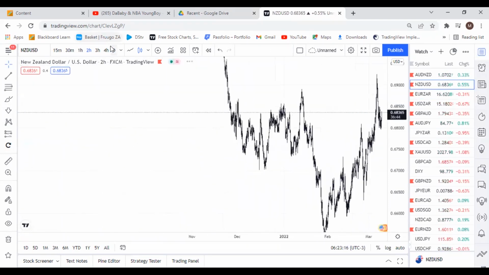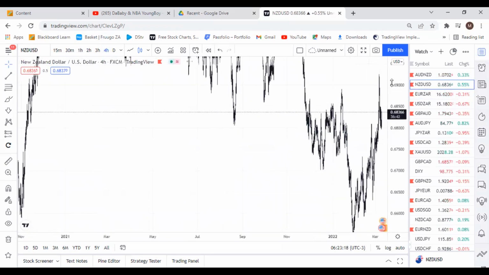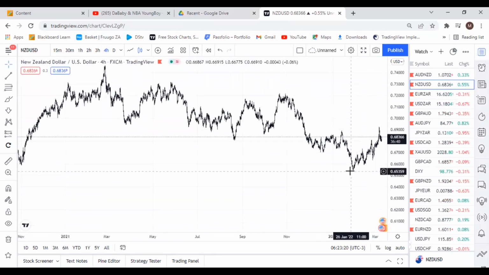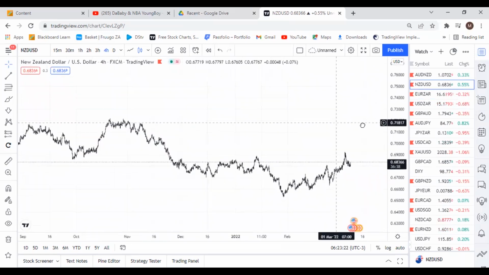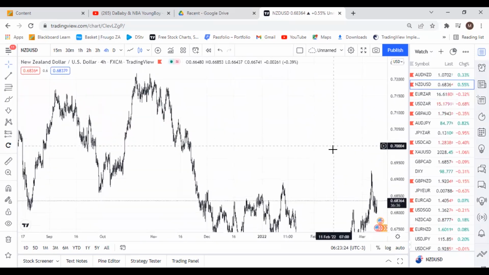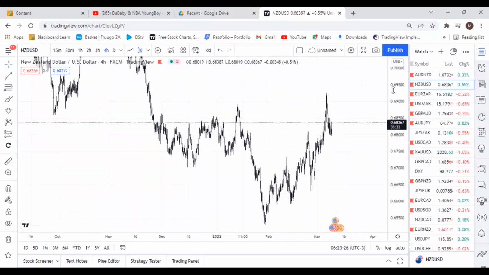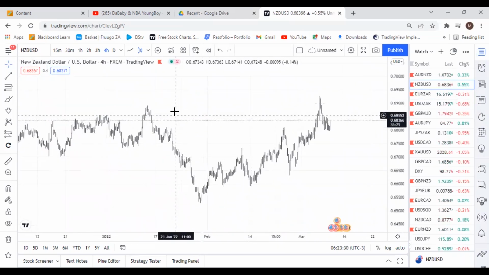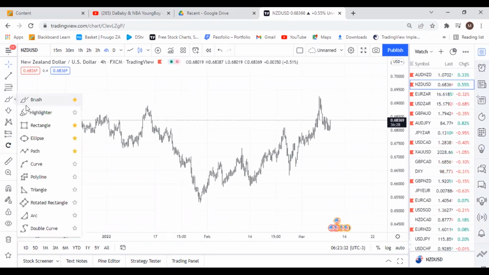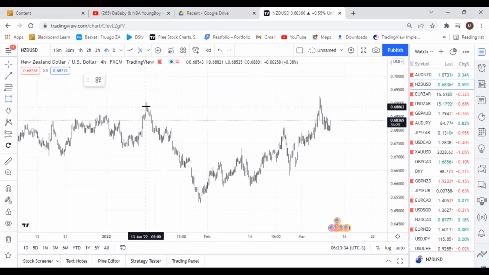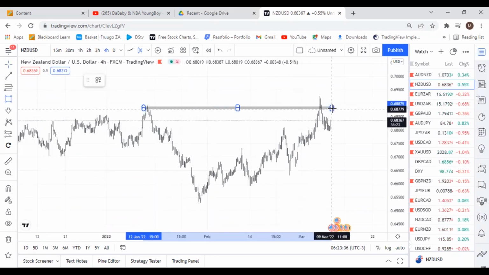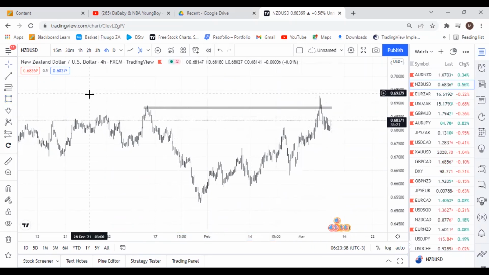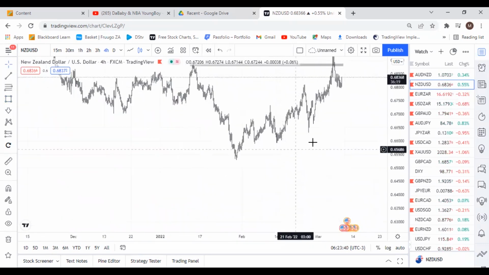So I'm just gonna jump back to New Zealand against the dollar and check out the setup. I'm gonna jump into the 4-hour time frame and work from there. So this is a pair that I'm trying to execute. So I'm just gonna show you how I'm gonna protect myself from taking losses with this pair.